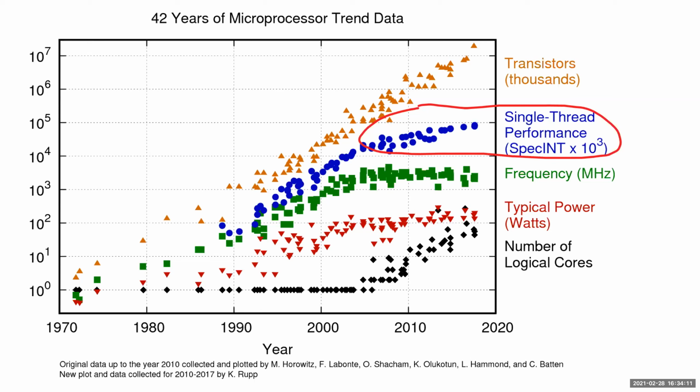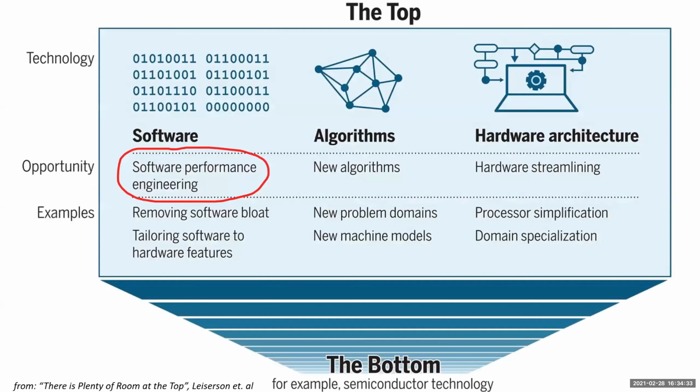Essentially, what that means is that the easy ride for software vendors is over. They cannot rely on hardware anymore, and they need to start spending some effort on making their code run faster. There is a recent paper called "There is Plenty of Room at the Top," which outlines the 3 key areas where the performance improvements will come from.